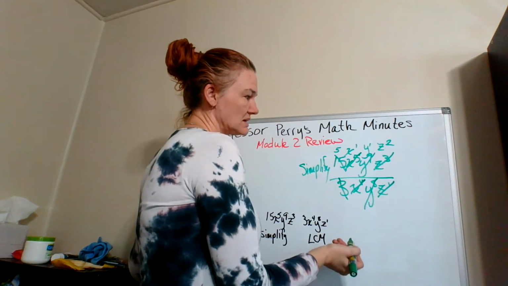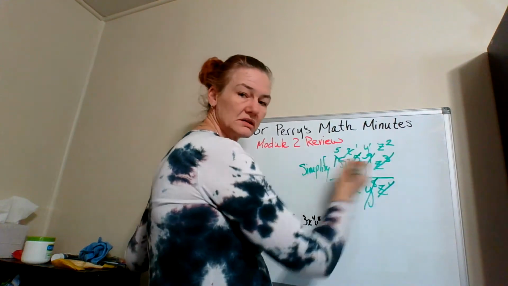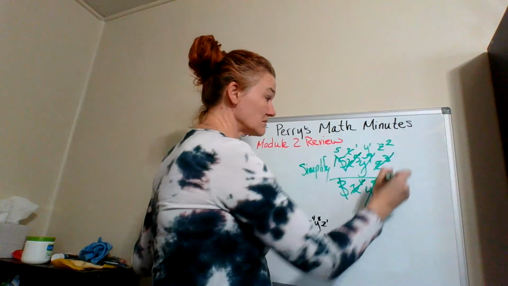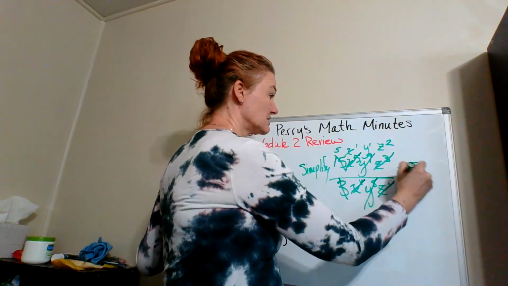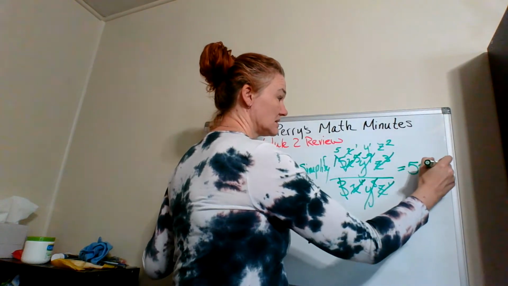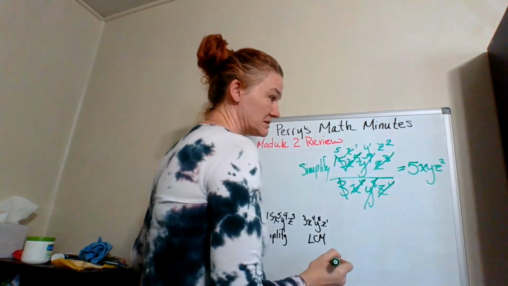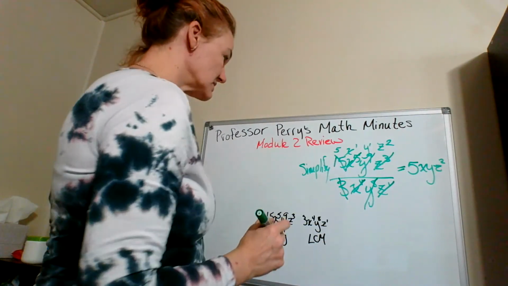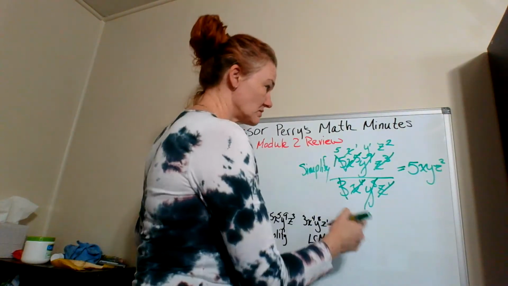Now it doesn't always work that all your z's will be on the top. Sometimes you'll have some left on the bottom. But the way you write this is you don't need these 1's: x, y, z squared. Okay? Let me go through a short one real quick that'll show you 1 left in the bottom.